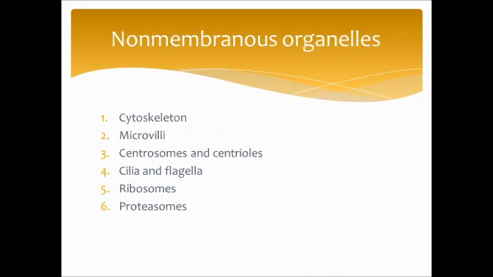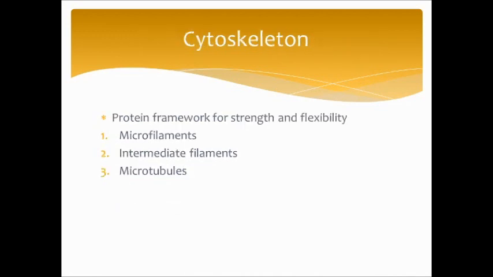So here's a list of some of the non-membranous organelles that we are going to go through. The cytoskeleton provides a framework for strength and flexibility. It's exactly how it sounds, the skeleton of the cell. So we'll talk about each of the components of the cytoskeleton: the microfilaments, intermediate filaments, and microtubules.